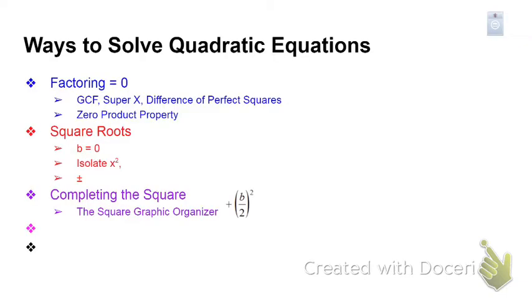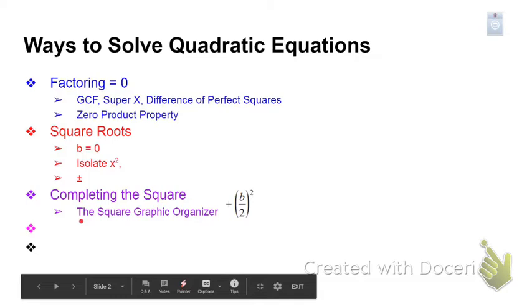One more time, we know how to solve quadratics by factoring and using the zero product property. We know how to use square roots, and now today we're adding completing the square. We need to remember from our last notes the square graphic organizer, the idea of b over 2 quantity squared. That's going to be seen in every single problem today. So let's make sure we got it.